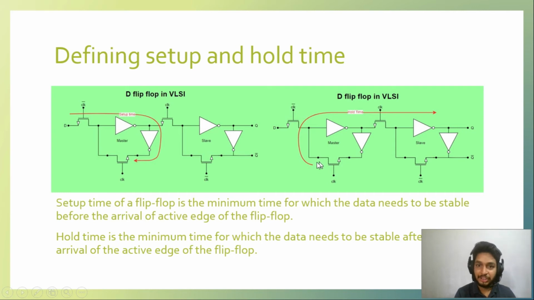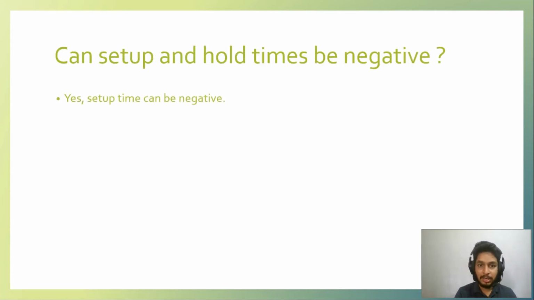If the propagation delay of this path is less than the propagation delay of this path, then we can say hold time can also be negative. So both can be made negative by making some arrangements in these paths, the output path, or in this setup timing path, or clock path and delay path, sorry, data path. So this can be done.